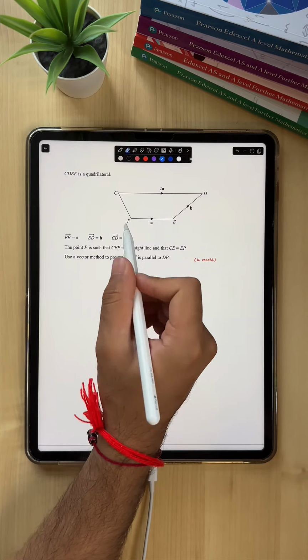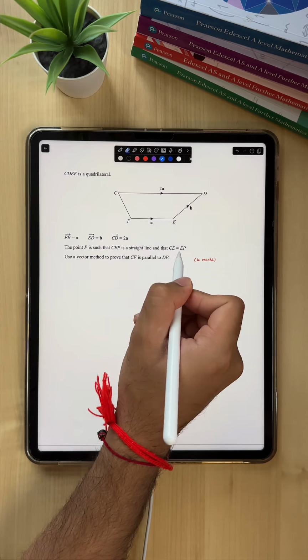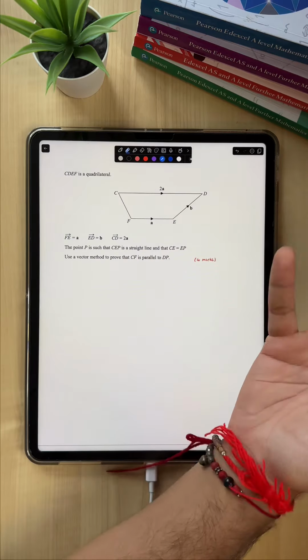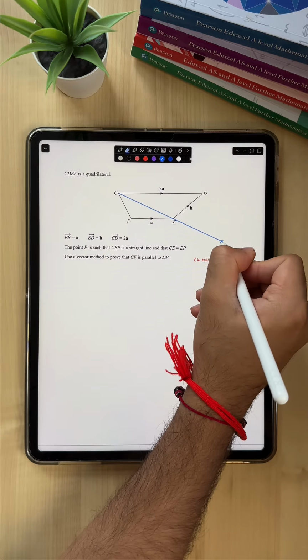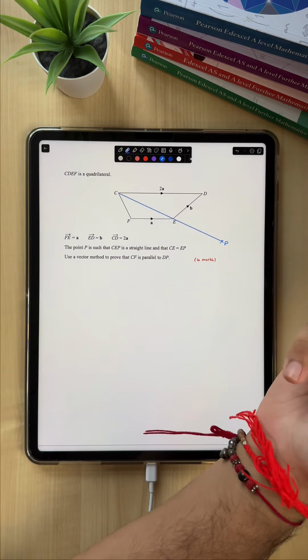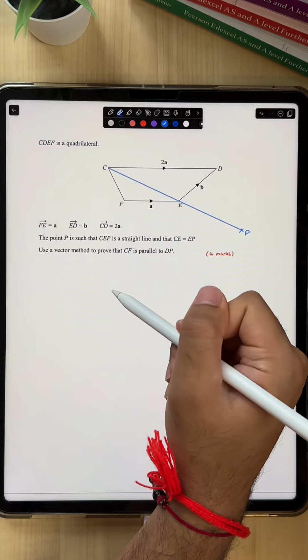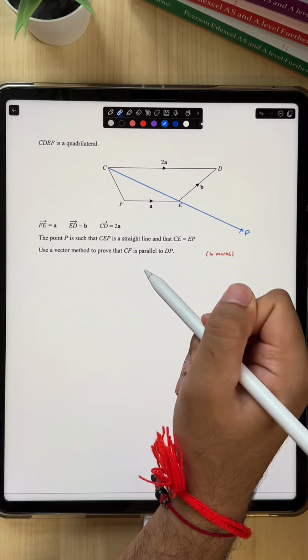The point P is such that CEP is a straight line and CE equals EP. Where's P? Well, we're going to have to draw it in. CEP is a straight line, which looks something like that, and our point P is going to be somewhere here. Of course, your sketch doesn't have to be accurate, it's just good for notating. Use a vector method to prove that CF is parallel to DP.